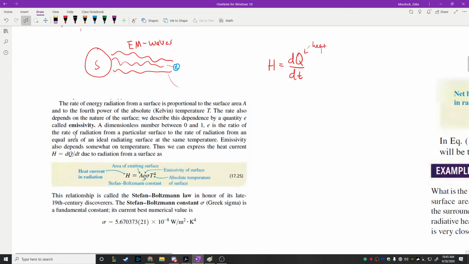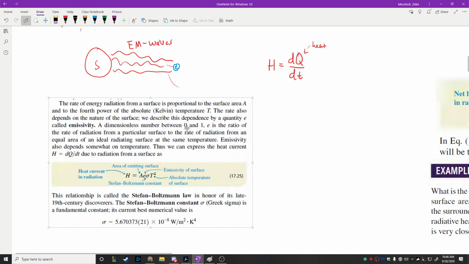Okay, so it says the rate of energy radiation from a surface is proportional to the area A. So that's going to show up in our equation, area A, to the fourth power of the absolute temperature, T. Why is it the fourth power? I don't know, you got to take maybe some more physics to learn where that comes from. Or maybe this is just an empirical result. The rate also depends on the nature of the surface, which we describe by a quantity little e, which is called emissivity. It tells you how much can it emit radiation.